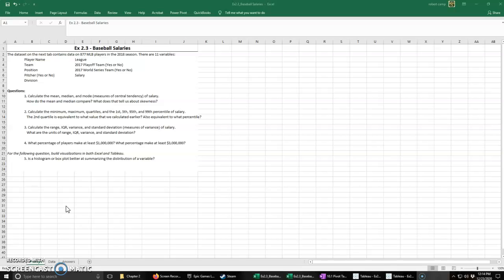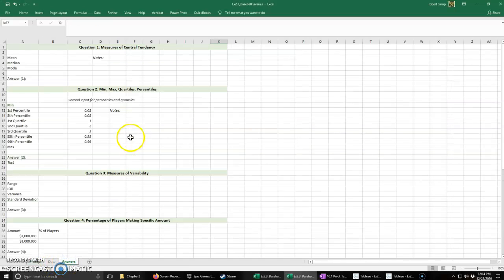So just normal stuff. We're going to calculate out the maximum, minimum, the quartiles, and the percentiles in part 2. Part 3, we'll do the range, the interquartile range, IQR, the variance, standard deviation, which is a measure of the variance of the salaries. And then we're going to figure out what percentage of players make at least $1 million and what percent make $3 million. And then we're going to make a couple of graphs. We're going to do a histogram and a box plot, and then we're going to talk about which one's better and whatnot. So let's go.